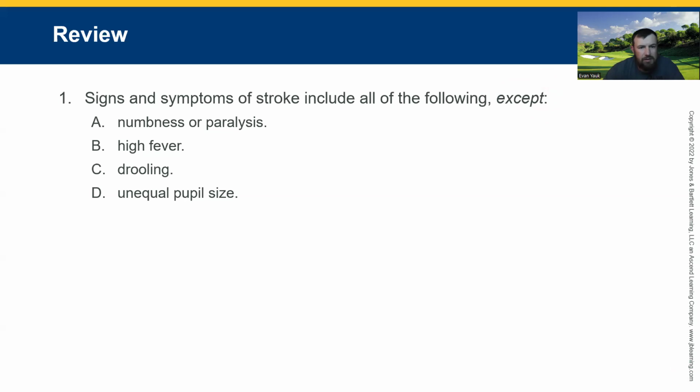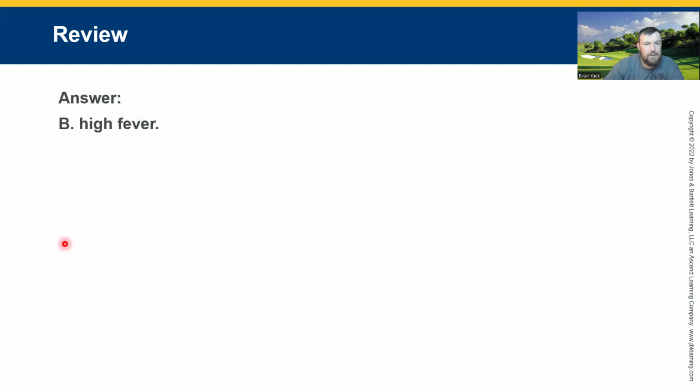So signs and symptoms of a stroke, is there numbness and paralysis? Yeah. Is there high fever? Maybe. Is there drooling? If they lose function of one side of their face, could they actually be drooling? Definitely. How about unequal pupil sizes? So once again, we are losing muscular control. We're losing involuntary muscle control. So I'm going to say B. High fever is not going to come with stroke. High fever is going to come with your infections or your colds, your flus, that kind of stuff. So high fever is not something to look for in strokes.